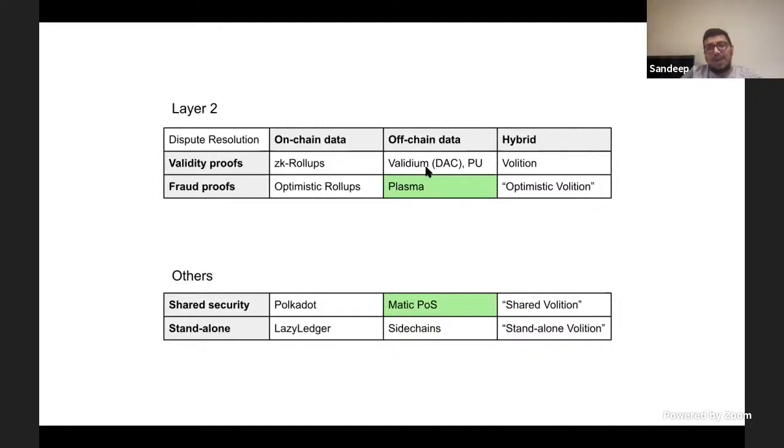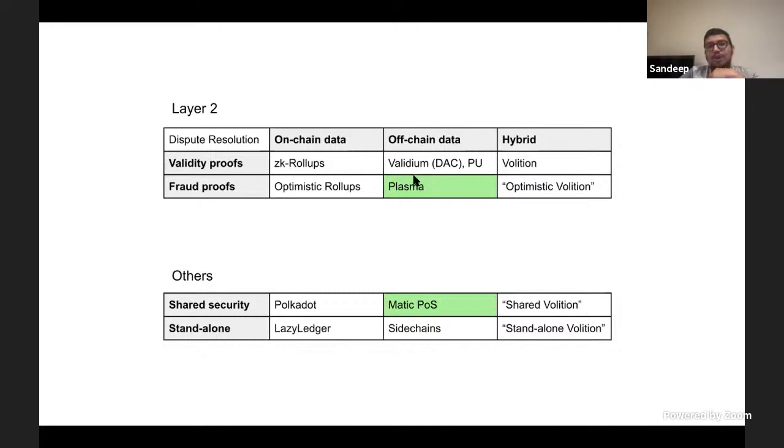A good example of validium can be, let's say, Starkware's solution. Recently, Matter Labs also announced their zkPorter. So I think that will also fall under the validium category, because they are talking about a data availability solution on the outside, and the dispute resolution will be on the Ethereum main chain.